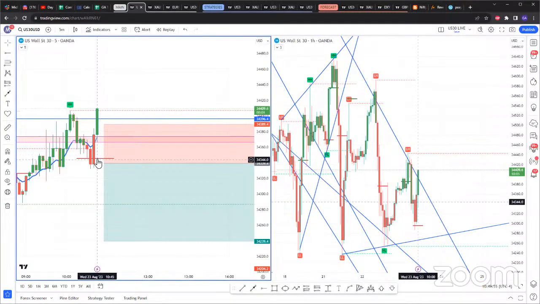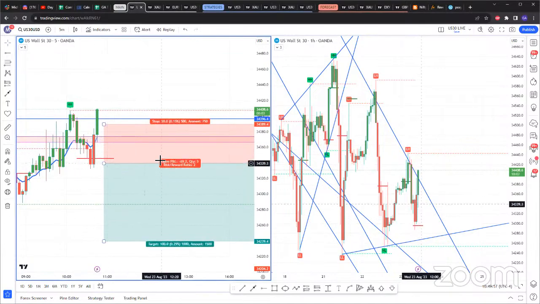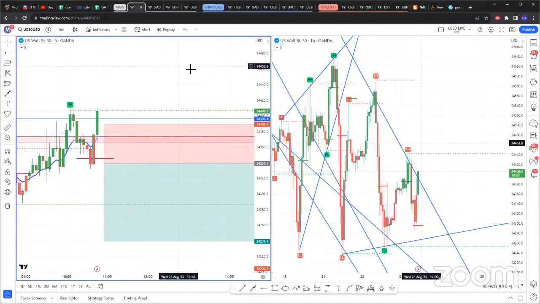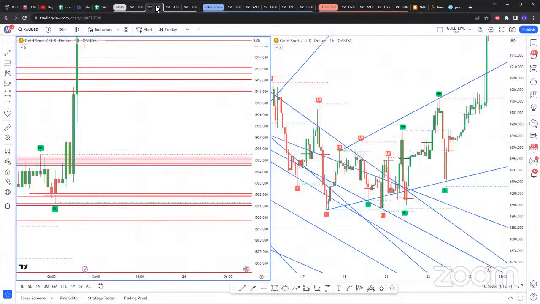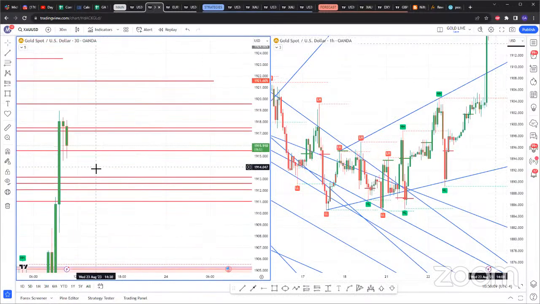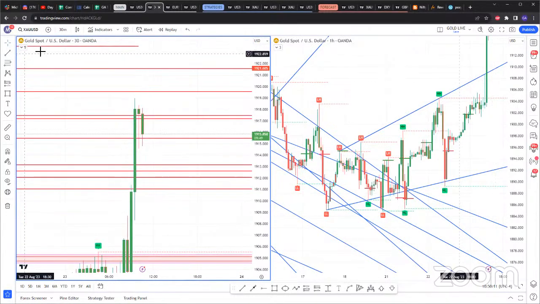If this trade does come up later today, I will send it in the Discord. If not, then hopefully you guys either ended up the day at break even if you entered on the 1 minute, or maybe hopefully, let's see what's happening to gold. Gold here.